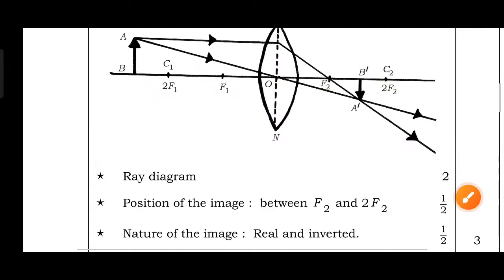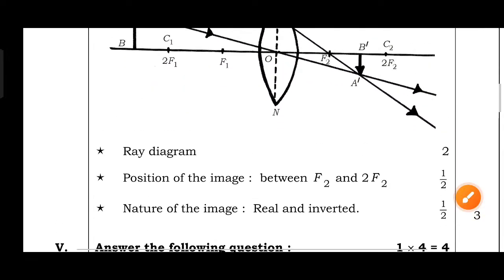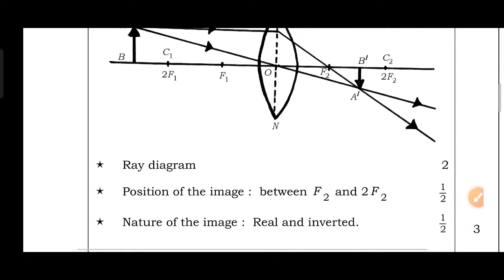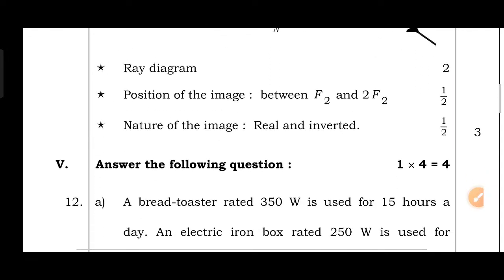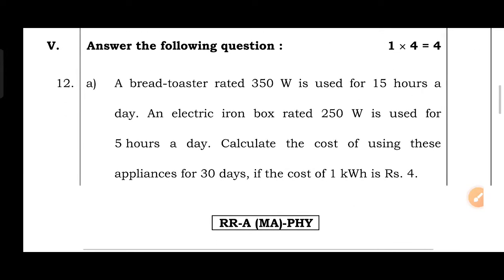So based on the ray diagram, the position of the image is between F2 and 2F2. Nature of the image: real and inverted. It's very easy. Then question number 5, answer the following question.